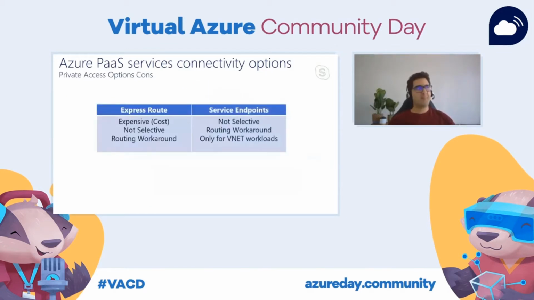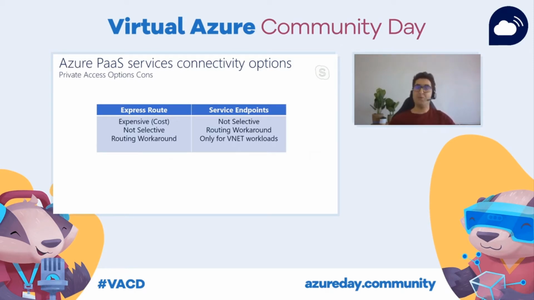The problem with these private access options is that they have some cons. ExpressRoute, for example, is expensive, so you need something expensive to access your services privately. It is not selective, which means when you enable the public peering for a service, all the routing and all the flows will go through this public peering, so you cannot choose which service to reach privately and which publicly. And it is at the end a routing workaround, which means that Microsoft will only route traffic to these IP addresses through the Microsoft public peering.